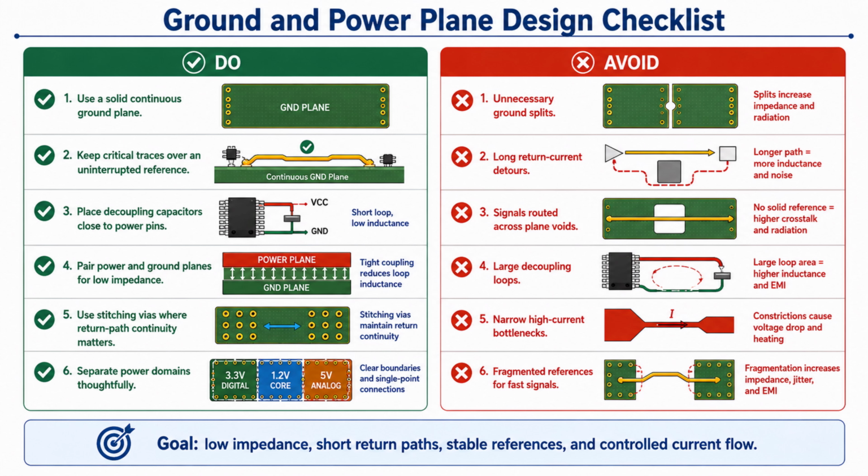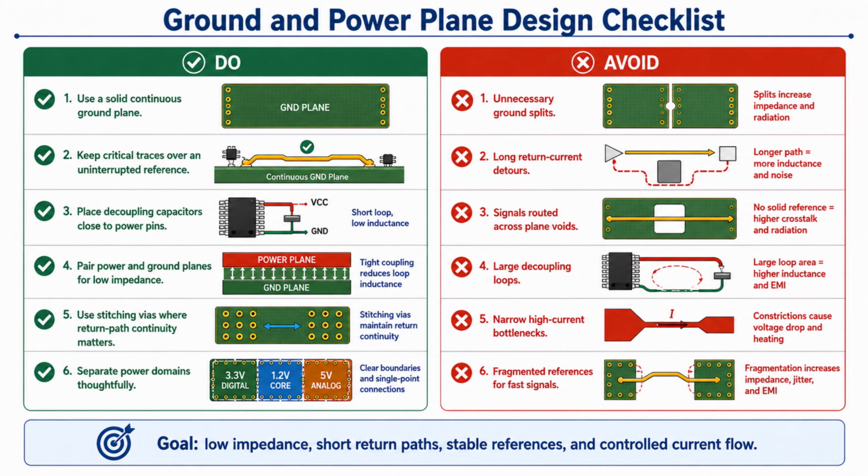Now the avoid list is just as important. Avoid unnecessary ground splits. Avoid long return current detours. Avoid routing signals across plane voids. Avoid large decoupling loops. Avoid narrow high current bottlenecks. And avoid fragmented references for fast signals.